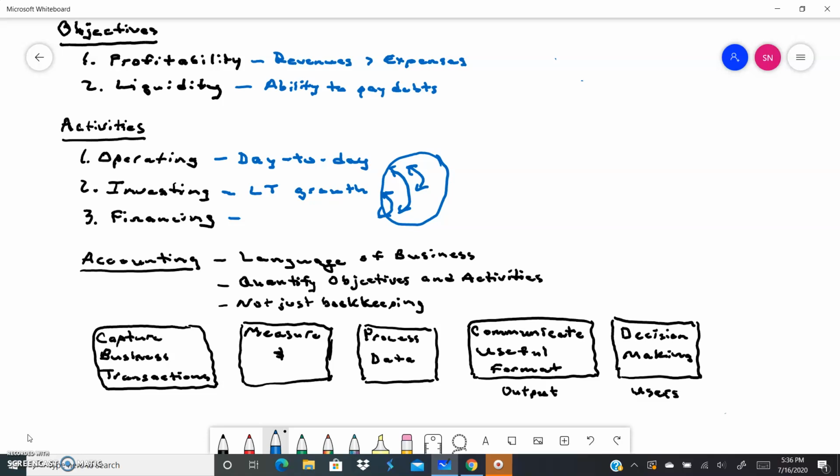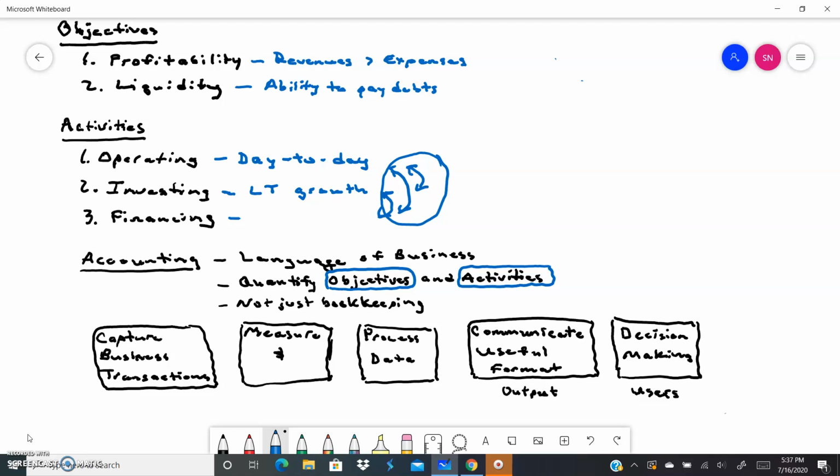So how does accounting fit into this? Accounting really is the language of business. And when we say language, it allows us to quantify the objectives that we've set forth and the activities that we've talked about. So it's a way for us to understand how we're doing relative to our objectives, whether we're meeting those objectives and to what extent.